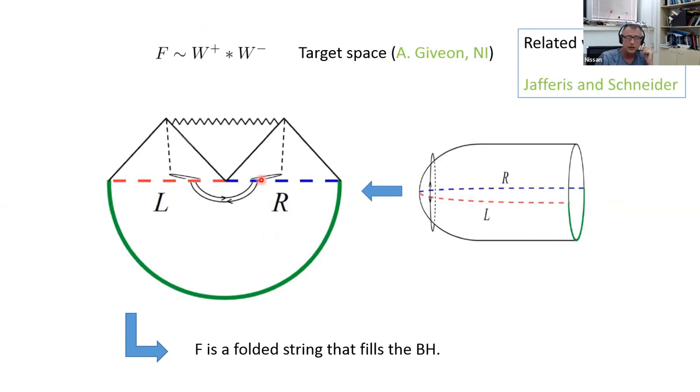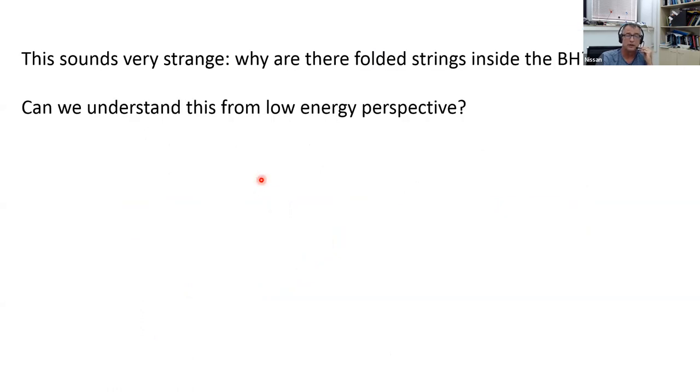But one thing that this brings is a set of questions that I would like to discuss, because this claim that you have a folded string behind the horizon sounds very strange, because why should there be folded strings? And all of this thing that I didn't describe in detail relies on the algebraic structure of the singlets of the SL2 times SL2 algebra and things like that.